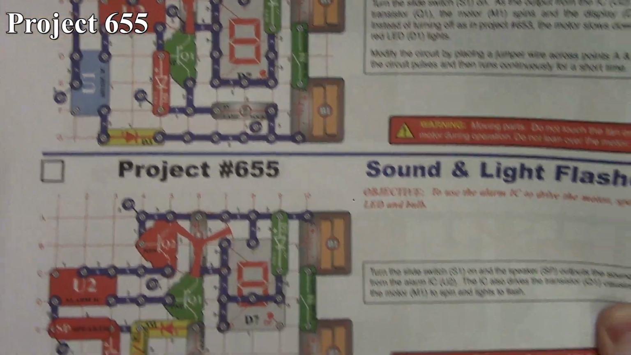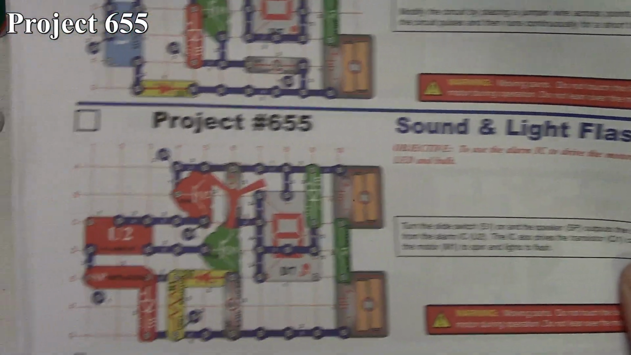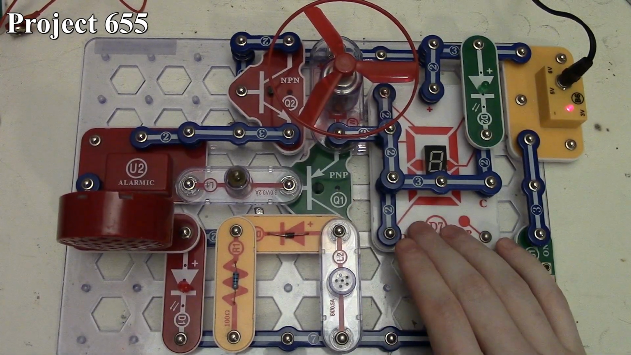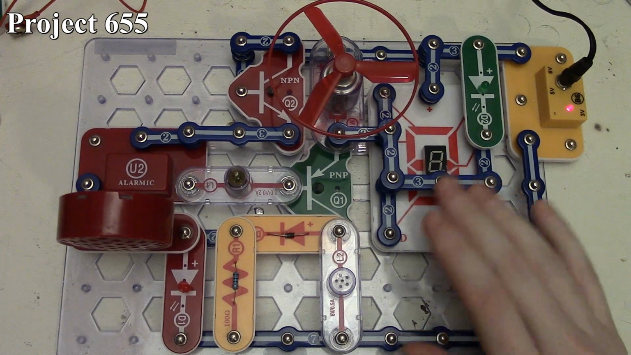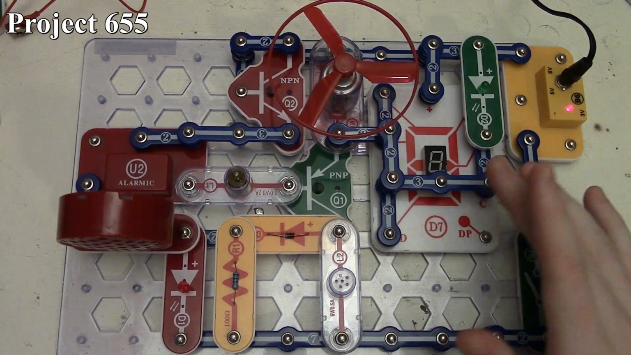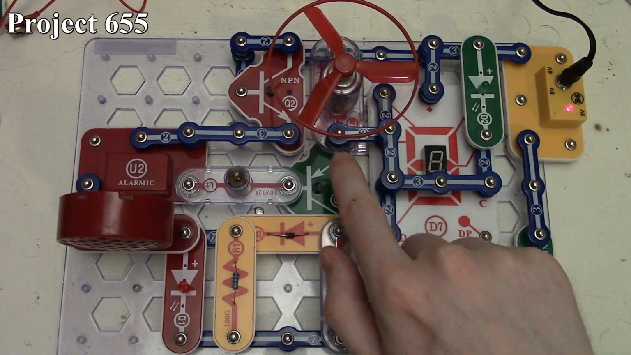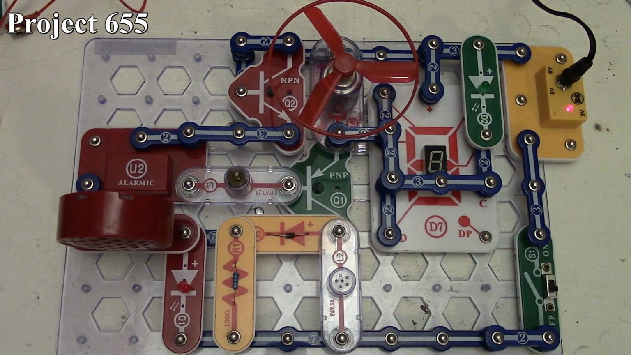So here we are at Project 655, the sound and light flasher. There it is in the book, and here it is on the board. So we got our 7-segment LED. It's been set up to pretty much display a 6 character. We still have our PNP transistor that has our motor that also drives the 7-segment LED and our 6-volt lamp.